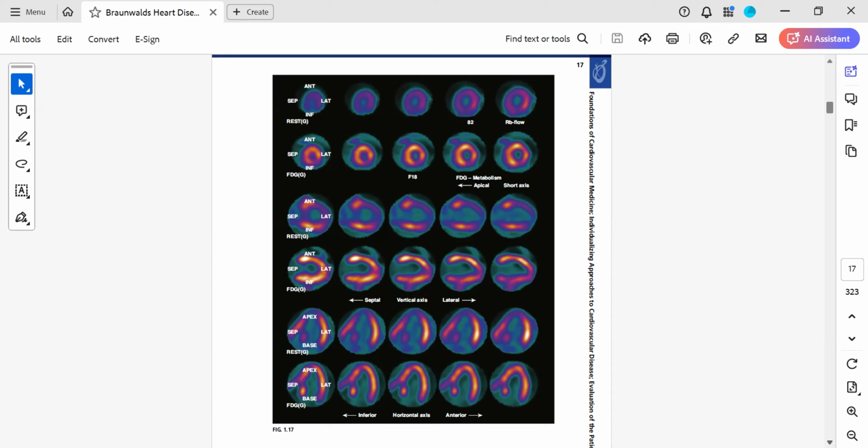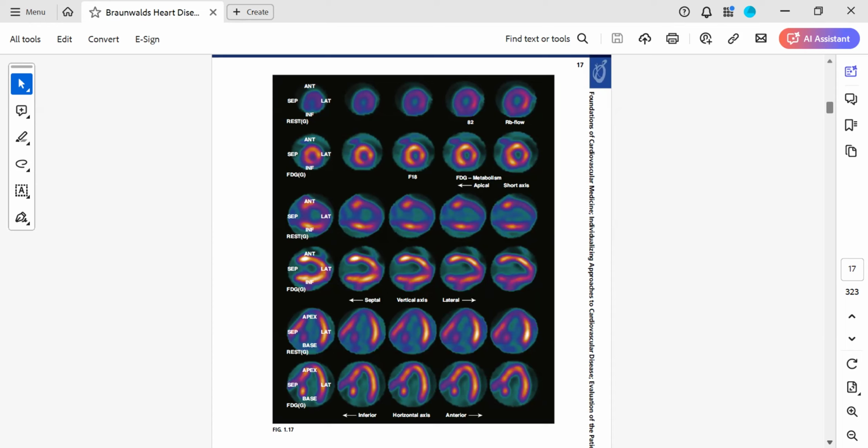The first two are what they call the short axis. The second two are called the vertical long axis, and the last two are the horizontal axis. Those are what they call those views. So for the short axis views, between our 5 and 6 o'clock, there's a little thinning out of both the flow tracer and the metabolic tracer uptake around that region.